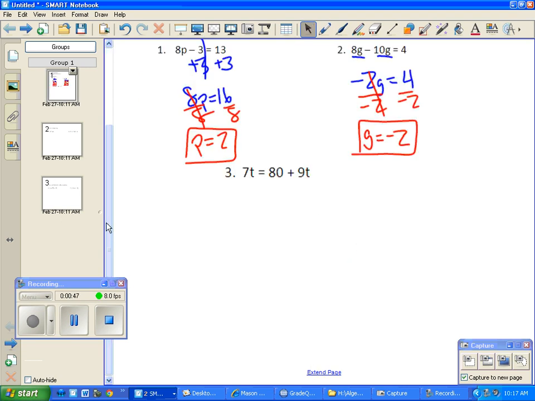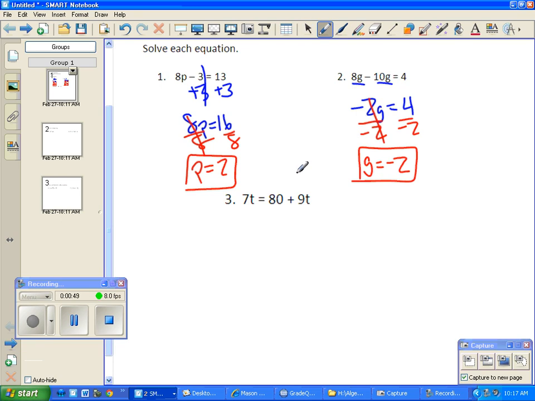Number 3, first thing you have to do is get all of your variables on one side. So I'm going to go ahead and subtract 9t on both sides. And now 7t minus 9t is negative 2t. Negative 2t equals 80. So when I divide both sides by negative 2, I get t equals negative 40.